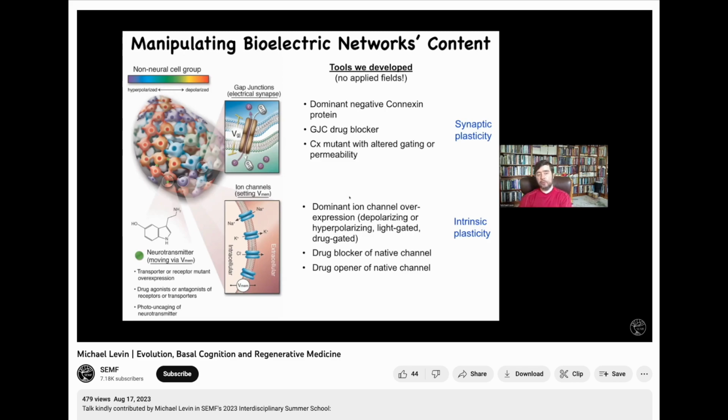So what we can do is we can take all of the tools from neuroscience, and this is very important. The tools of neuroscience really don't distinguish between neural and non-neural cells. They all work: the concepts, the laboratory techniques, the neurotransmitter machinery, everything works.